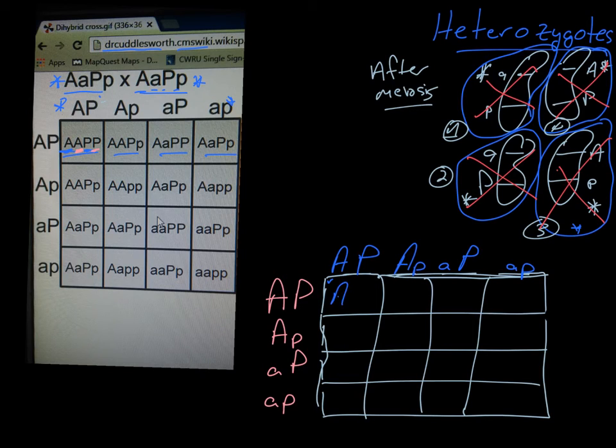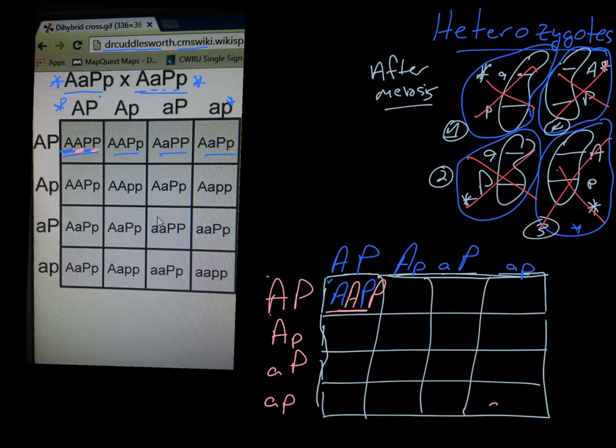We get 1 here, that's a big A, and then we'll have the big A here, that came from this mother. And of course, this sperm will have a big P, and this will have a big P as well. So this was homozygous dominant. There's only going to be one of those. And there's only going to be one of the homozygous recessives.